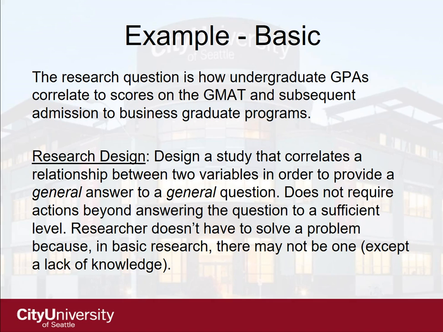So here's some basic research. The research question is how undergraduate GPAs correlate to the scores on the GMAT and subsequent admission to business graduate programs. The researcher designed a study that correlates a relationship between two variables in order to provide a general answer to a general question. It doesn't require actions beyond just answering the question. The research here doesn't have to solve a problem because there might not even be a problem. This is just, okay, this is interesting. That may not be a problem, but it's interesting to study and it's dissertation worthy in some institutions.